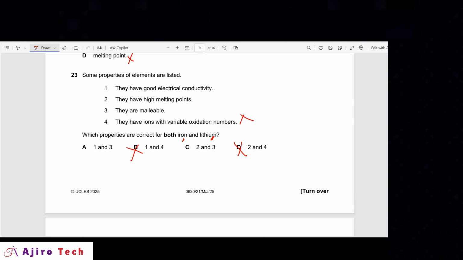So we're left with just 2 options here. They have good electrical conductivity. Yes, they are both metals, so they should have good electrical conductivity. They have high melting point. No, just the transition elements have high melting point, so this is off because it doesn't apply to lithium. They are malleable, of course, metals are malleable. So A is the answer to this.